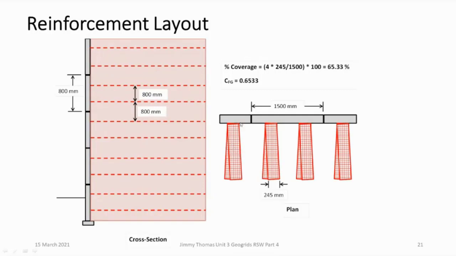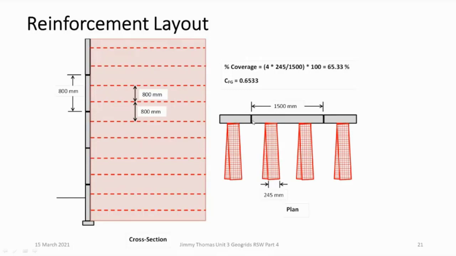So here we have a concept of percentage coverage. If the geogrid covers the full area, then we have 100% coverage. Now we have strips, which means we can see gaps here, so the coverage is not 100%. So how do we calculate the coverage? We can take any representative width.